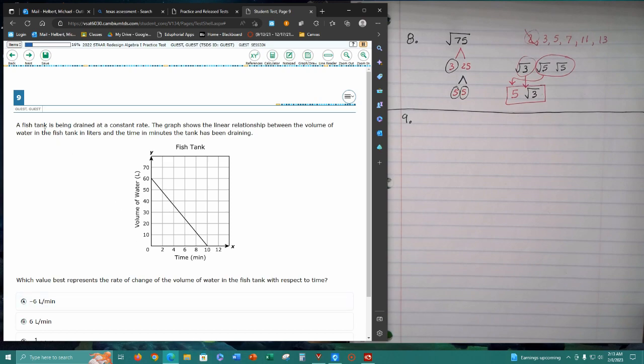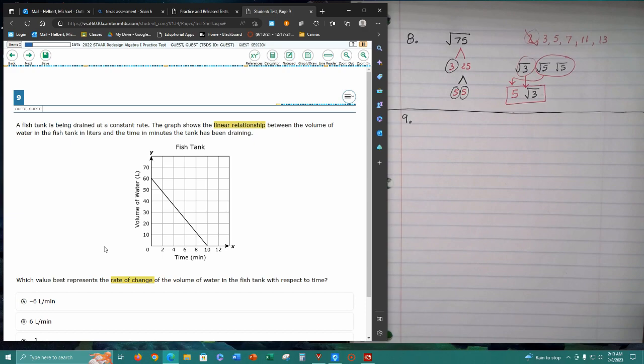Now, number 9, it says a fish tank is being drained at a constant rate. The graph shows a linear relationship. So that means it's going to make a line, because it has the word linear, between the volume of the water in the fish tank in liters and the time in minutes the tank has been draining. Which value best represents the rate of change of the volume of water in the fish tank with respect to time?